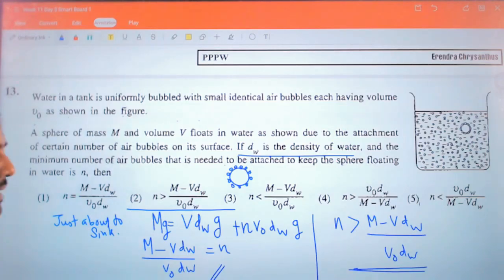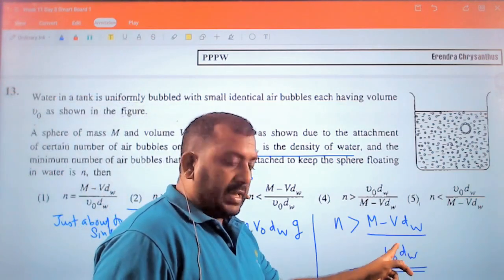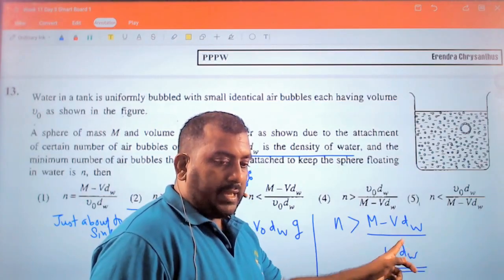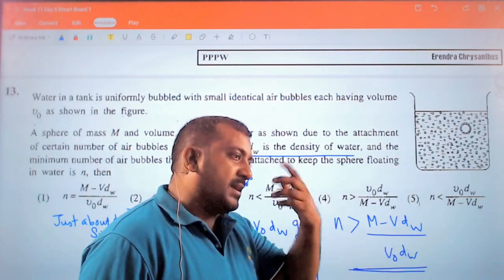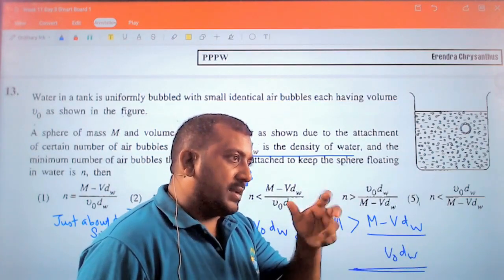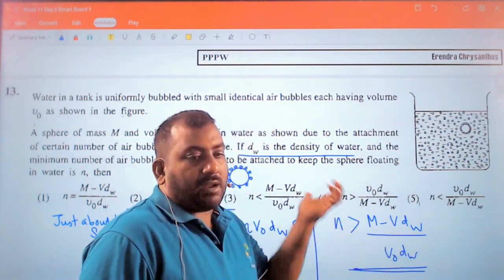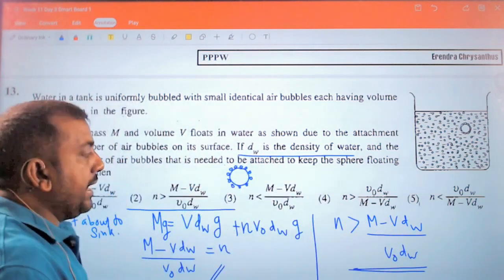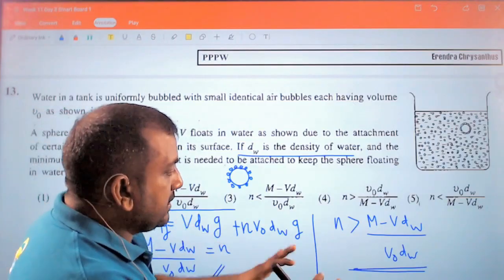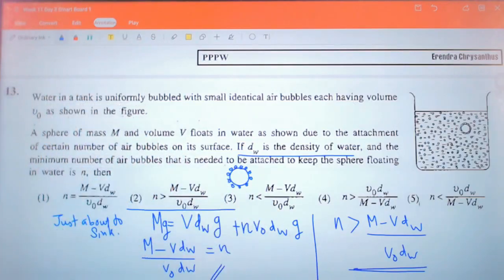And also remember, dW here is actually the density of the mixture, not the density of water. Density of the mixture is slightly lesser than the density of water. So if the density is less, the number of bubbles should be more. Right.